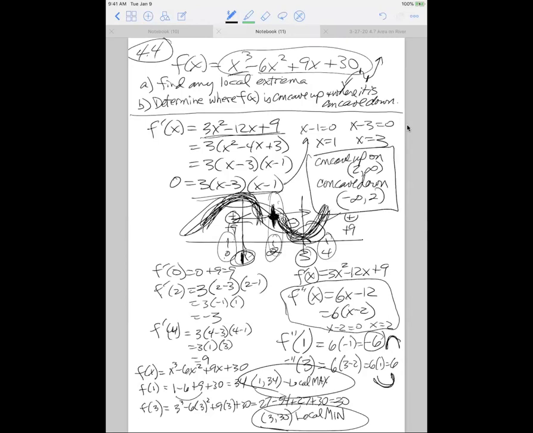Pardon me for having A under B. Here's the answer to part A, and here's the answer to part B, how we did it. I hope you can practice that, get the logic of it, and look through that. Again, the first derivative test gave us the extrema, and then taking the second derivative and using the logic of the situation, we were able to find where the function was concave up and where it was concave down.